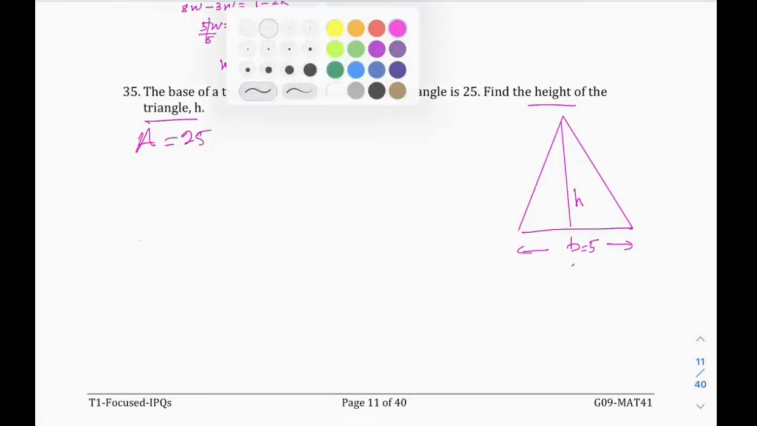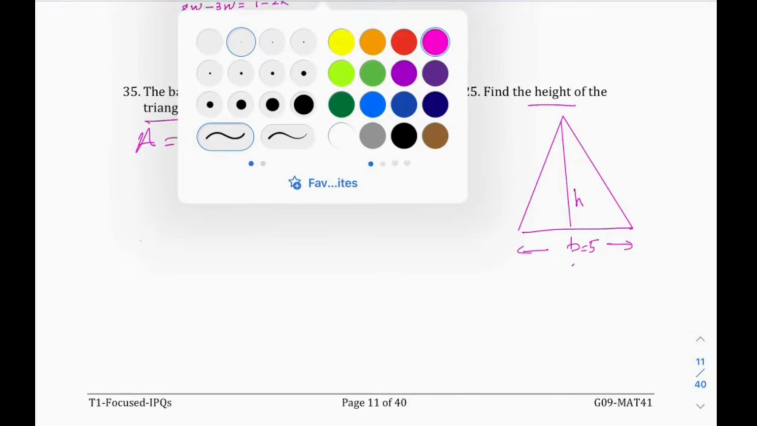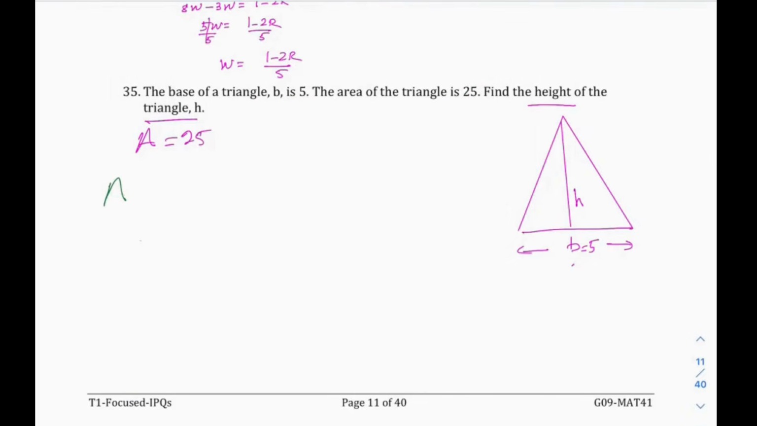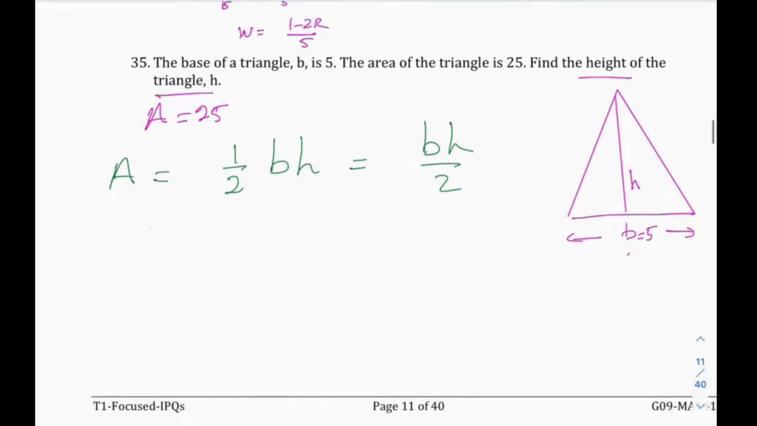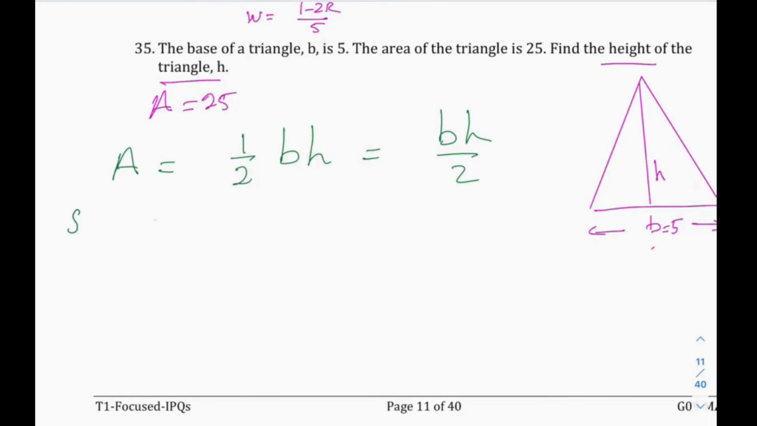Since he is talking about the area of the triangle, then we have to write the formula of the area of the triangle, which is half base times height. You can also write it as BH over 2. It's the same thing. Now we will find the height. We can replace directly to find H, or we can solve for H.